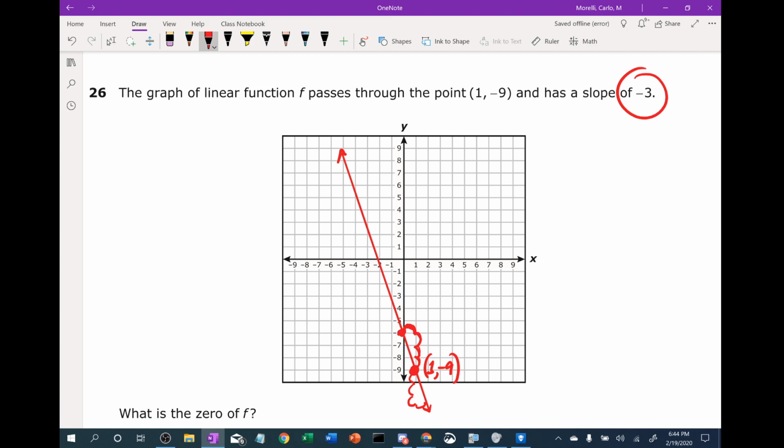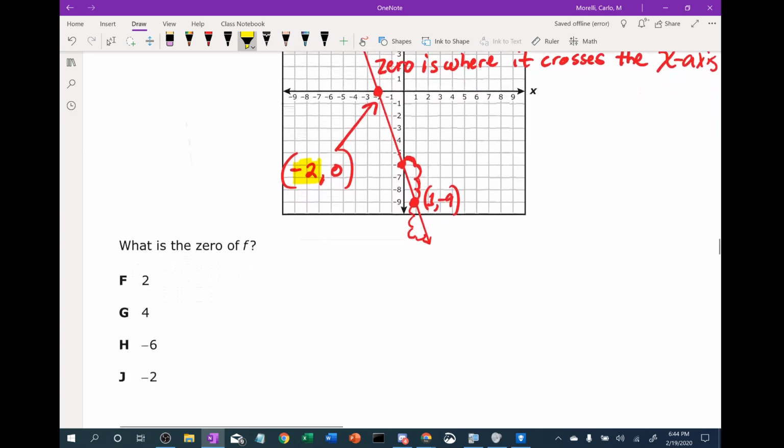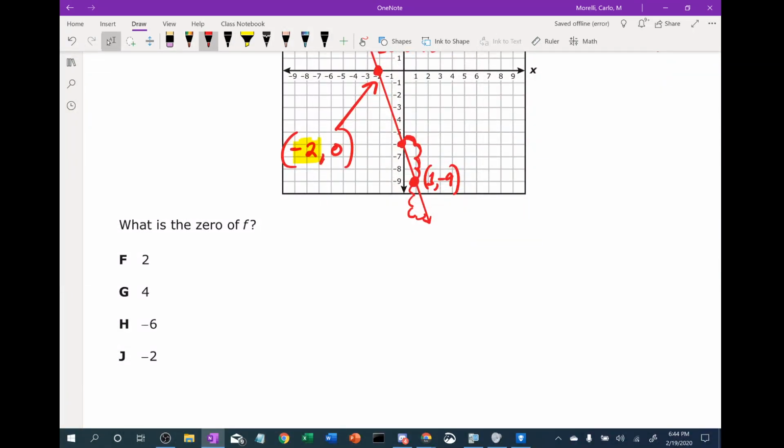But it says, what is the zero of f? Oh, look, here it is. The zero is where it crosses the x-axis. So this line crosses the x-axis at (-2, 0). So the answer to the question is -2, right?